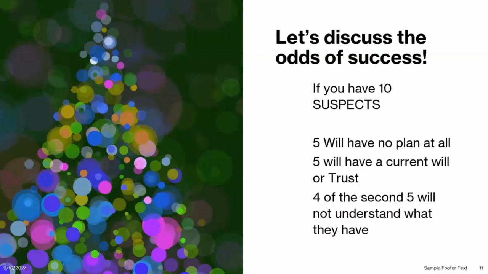But 5 will have no plan at all. 5 will have a current will or trust. And 4 of the second 5 will either not understand what they have or will need to make some changes because they've had a relationship change, an asset change, or a health change. Your odds are 9 out of 10 that these folks will meet with you on a favorable basis to discuss their current plan if that's the only thing you'll approach them on.